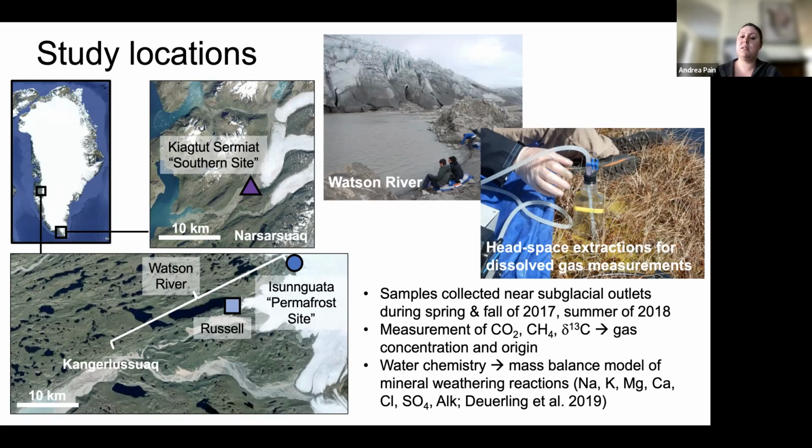So essentially what we did is we collected samples as close to the glaciers as we could get during the spring and fall of 2017 and the summer of 2018. We used headspace extraction techniques to measure the dissolved concentration of CO2 and methane, as well as the stable isotopes of those gases, which will give us an indication of the gas concentration and potentially its origin. We also collected water samples and measured water chemistry. And the primary results I'll show from the water chemistry relates to a mass balance model that allows us to estimate the amount of mineral weathering occurring under the Greenland ice sheet.